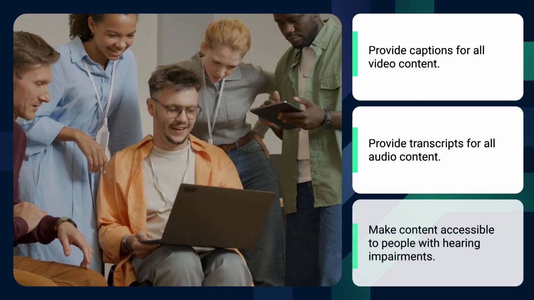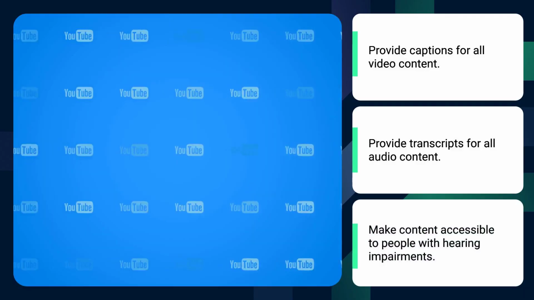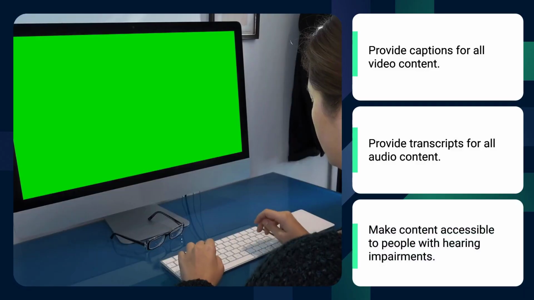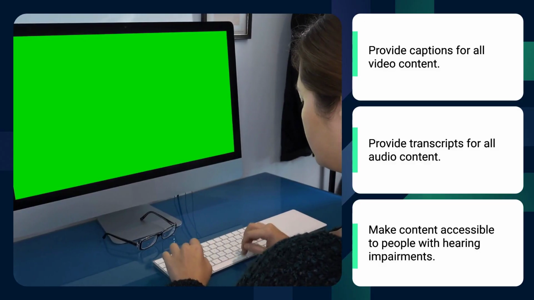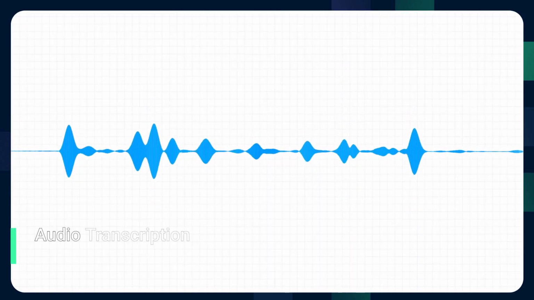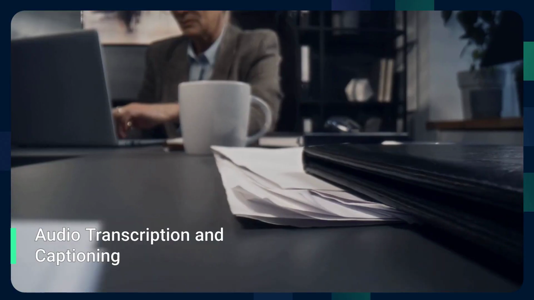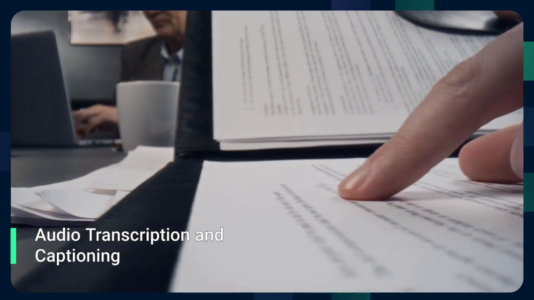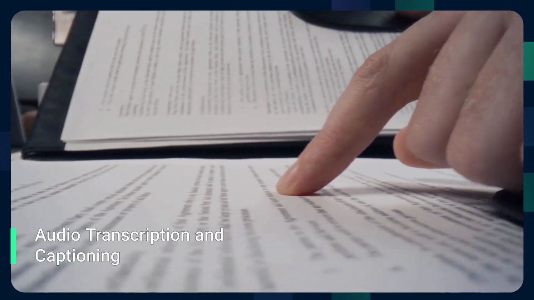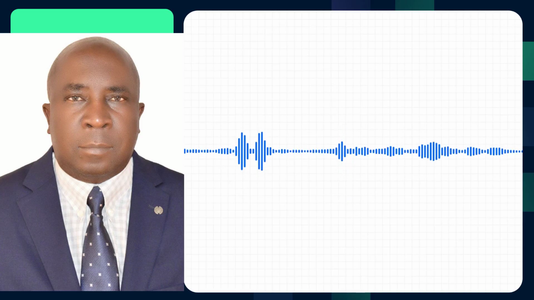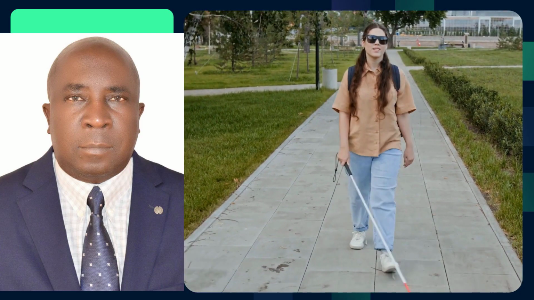Videos and audio content should be accessible to people with hearing impairments. Provide captions or transcripts for all video and audio content. Captions should be synchronized with the audio and accurately reflect the spoken words and important sound effects. Transcripts provide a text-based version of the audio content. Consider providing audio descriptions for videos, which narrate the visual elements of the video for people with visual impairments.